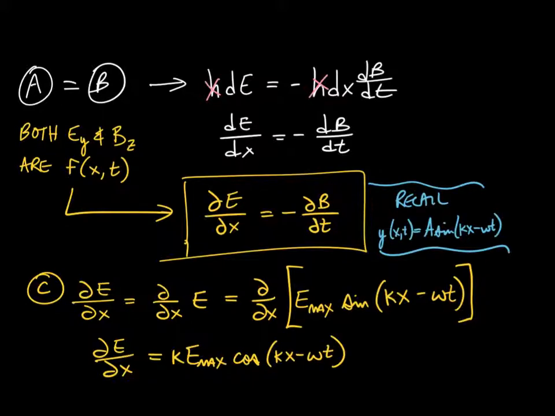So there's that. Then we need to do the dB dt. I'll call that part D. The minus dB dt will be minus d dt of the magnetic field.